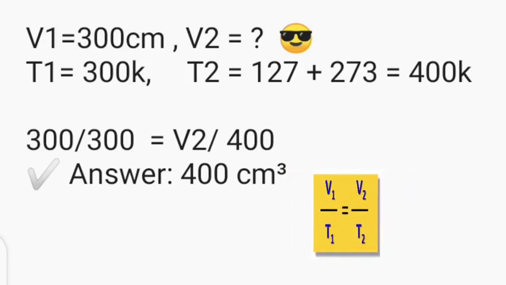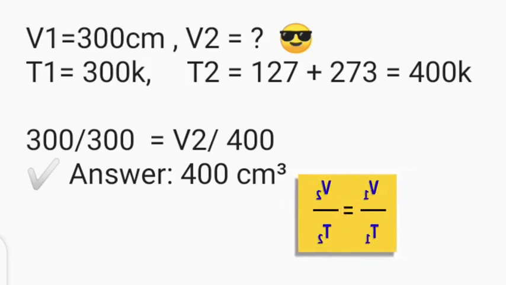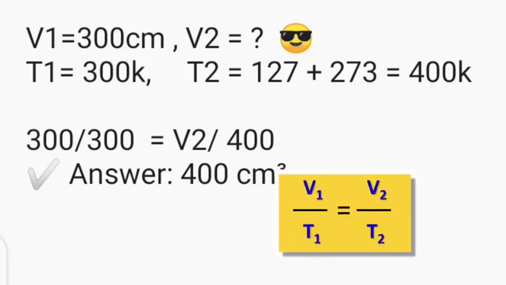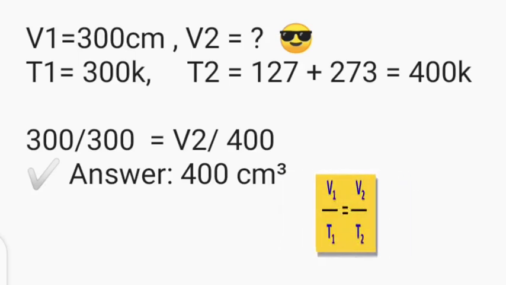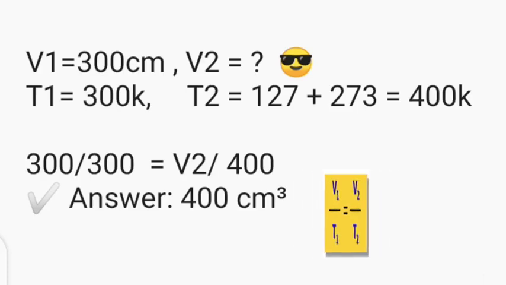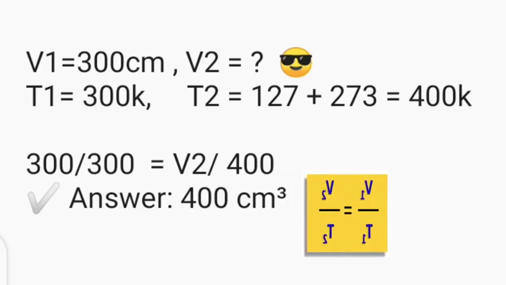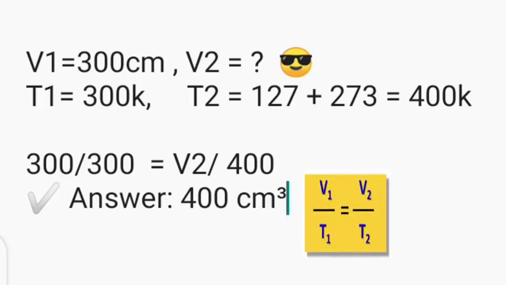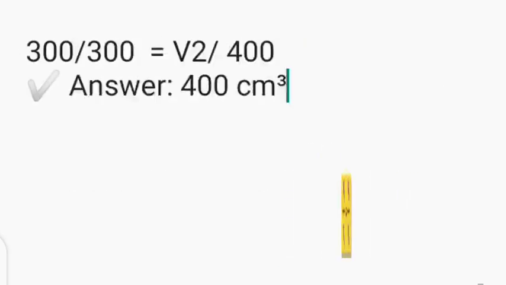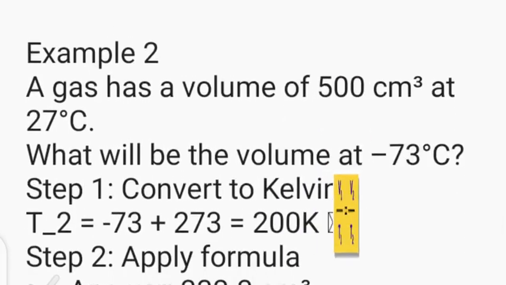Our T2 is 400 K. So if you have V1 over T1 equals V2 over T2, that's 300 over 300 equals V2 over 400. So that's 300 times 400 over 300, and you have your answer as 400 cm3. That is how the second volume, 400 cm3, is gotten. In the comment section, I'm going to show some mathematical expressions there. Now let's look at another example.